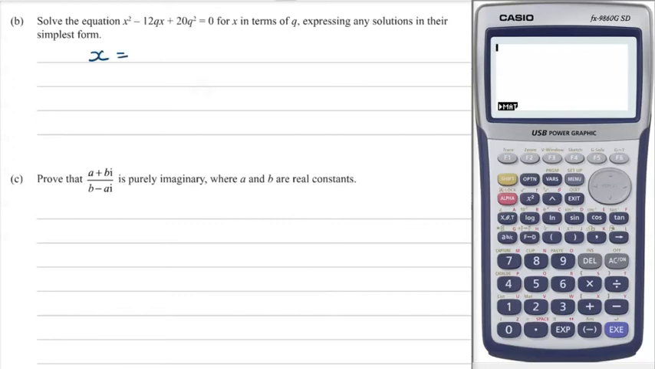So we'll do x equals minus b. So minus b would be 12q. Plus or minus the square root of b squared, which is 144q squared. So just that bit there.